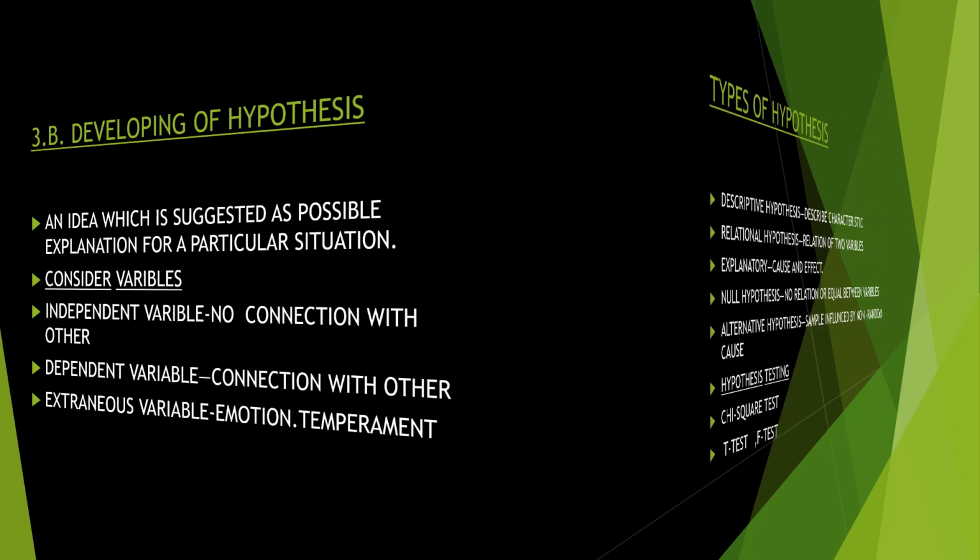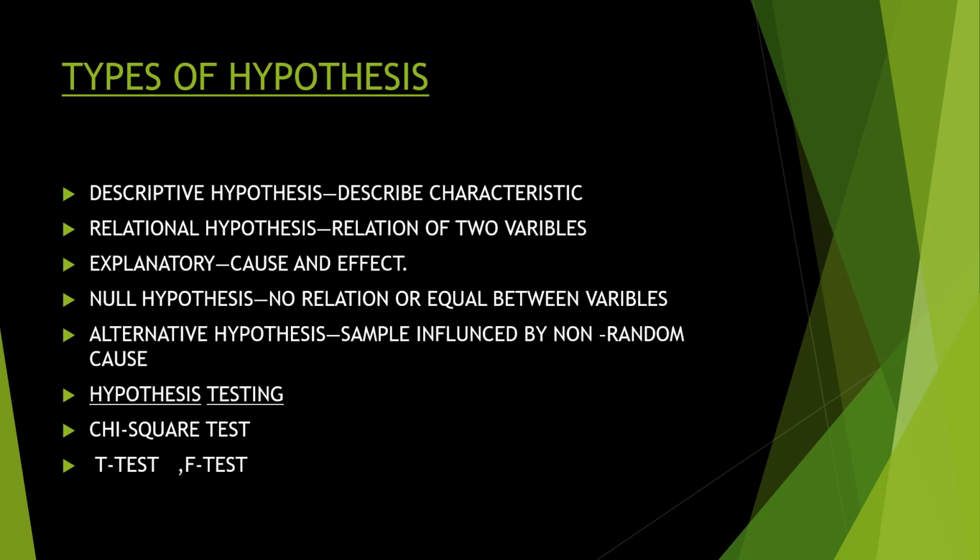Then types of hypothesis. There are different types of hypothesis. These questions I have seen asked in the NET exam. Null hypothesis. So we can see what are the types of hypothesis. Descriptive hypothesis describes the characteristics. It shows what is the behavior of the research. Descriptive hypothesis shows the behavior of it.